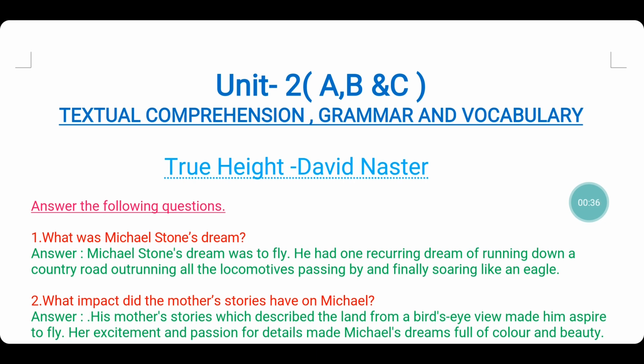On to the comprehension. What was Michael Stone's dream? Michael Stone's dream was to fly. He had one recurring dream of running down a country road, outrunning all the locomotives passing by, and finally soaring like an eagle.